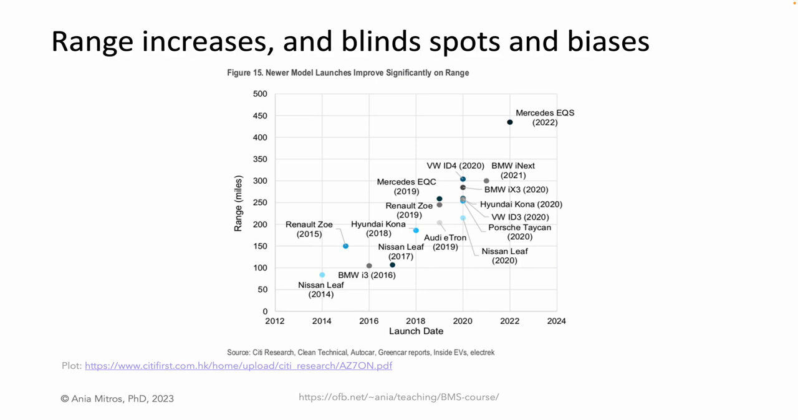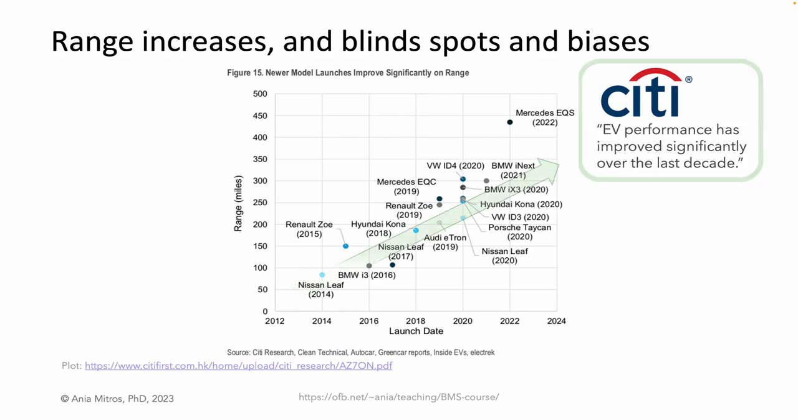As battery prices have been dropping, electric car range has been increasing. This figure is from Citi, a huge financial institution. The y-axis shows range in miles for a number of electric cars. The x-axis is time. The message of this figure is that vehicle range has been steadily increasing.